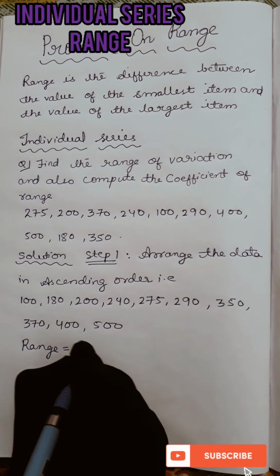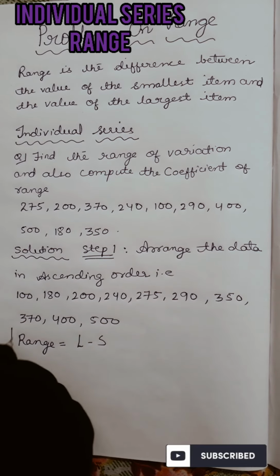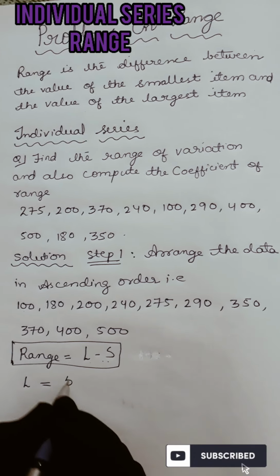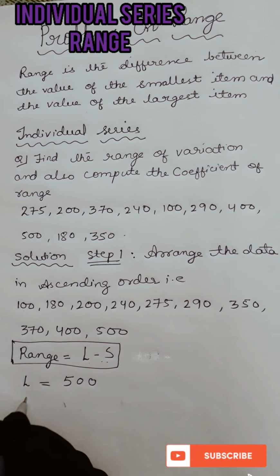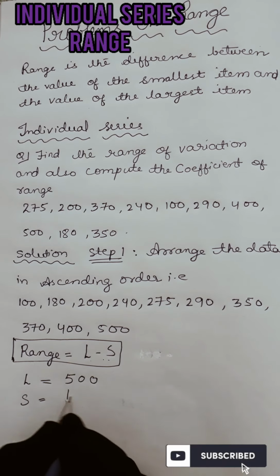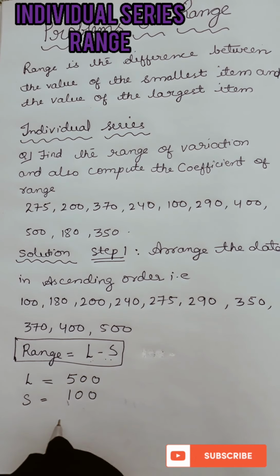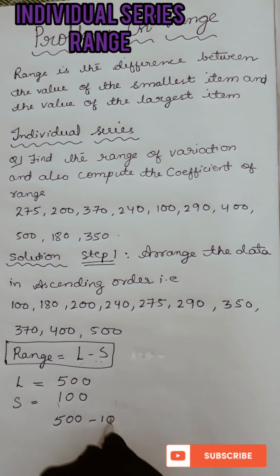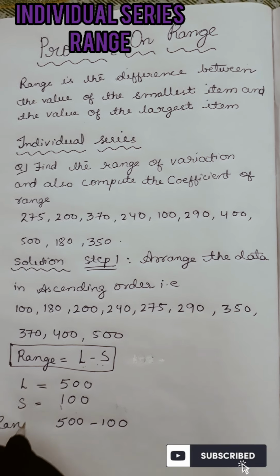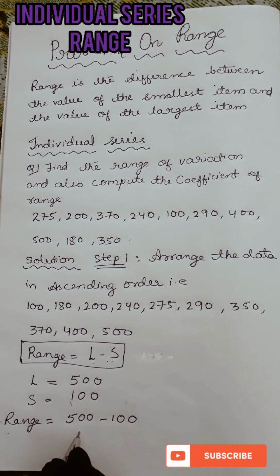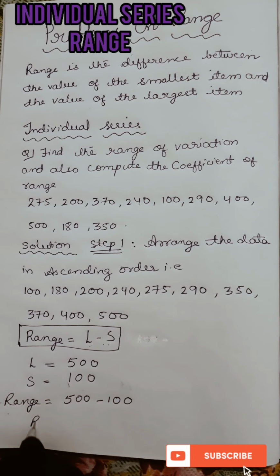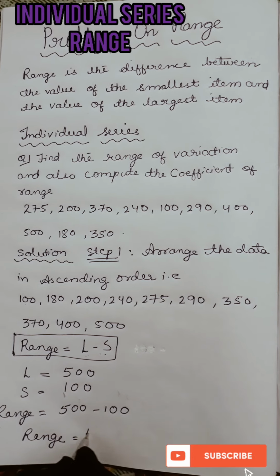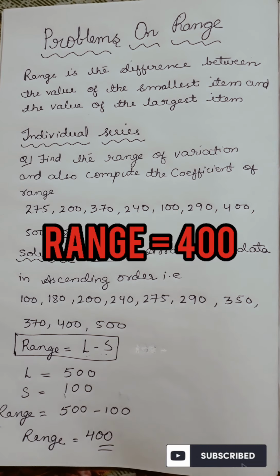Step 2 is apply the formula. Range is equals to L minus S. L is equals to largest number, that is 500, and S is equals to smallest number, that is 100. According to the formula, 500 minus 100. 500 minus 100 will get 400. It means range is equals to 400.